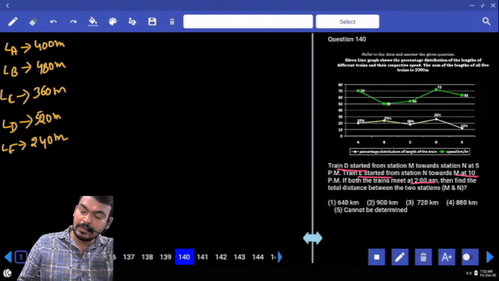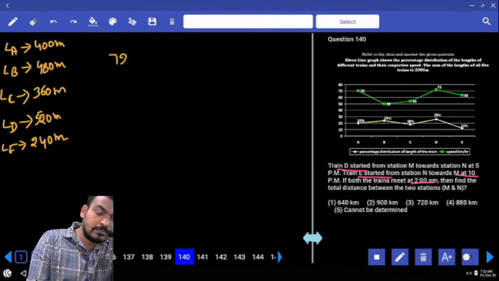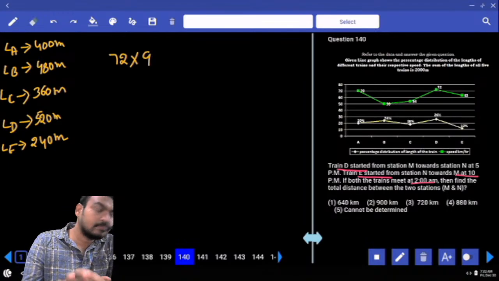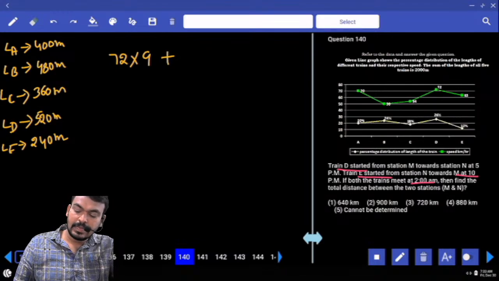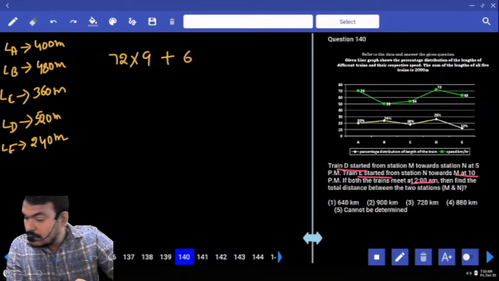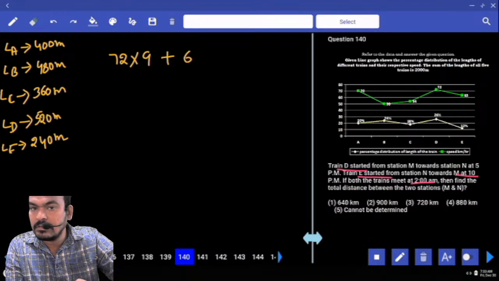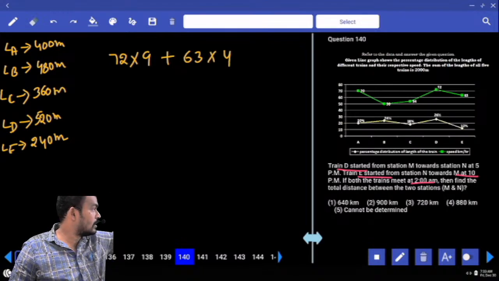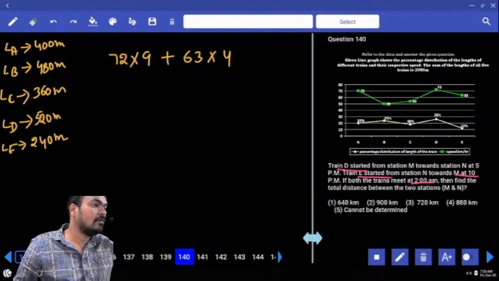What is the speed of train D? 72, or not. It traveled how many hours? 9 hours, or not. Plus second one starting time 10 p.m., meeting time 2 a.m. How many hours are traveled? 4 hours, or not. 2 plus 2, 4 hours. What is the second train E's speed? 60... 63 or 68? 63. How many hours are traveled? 4 hours, or not. One traveled 9 hours, another one traveled 4 hours.